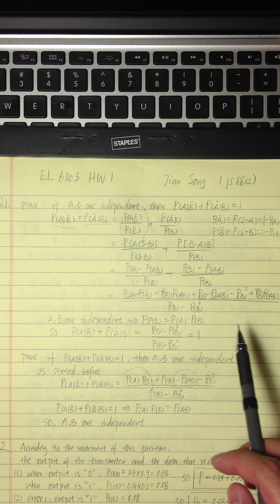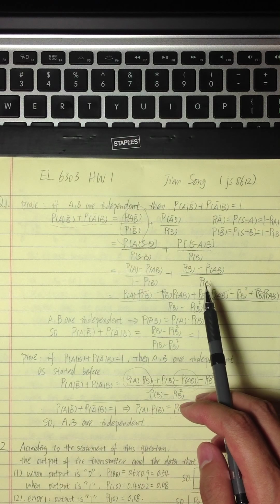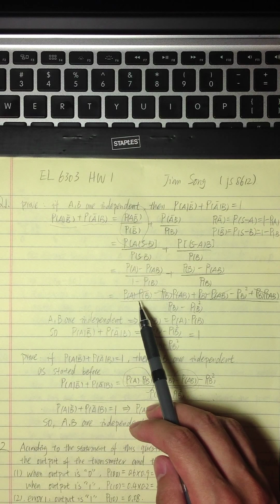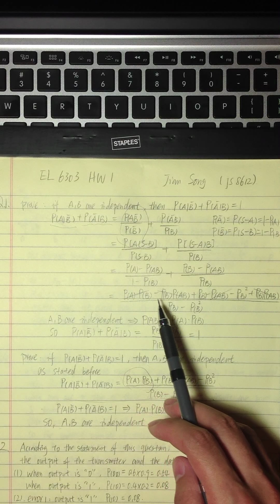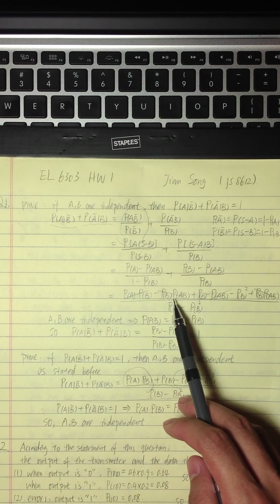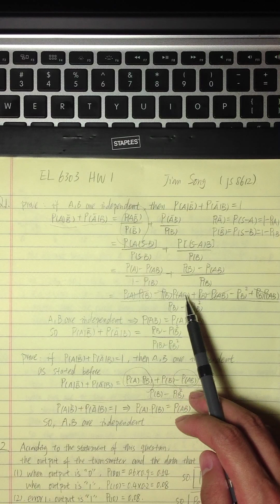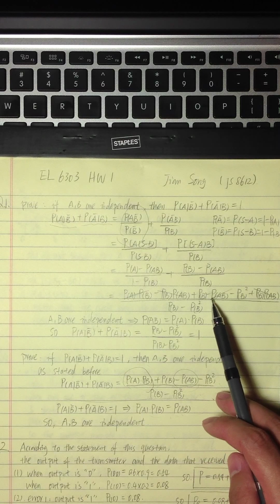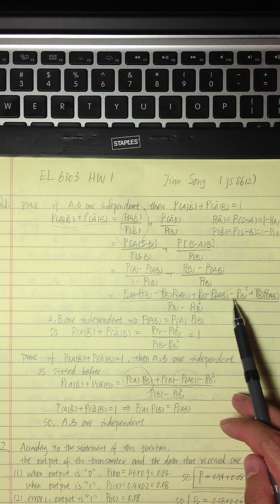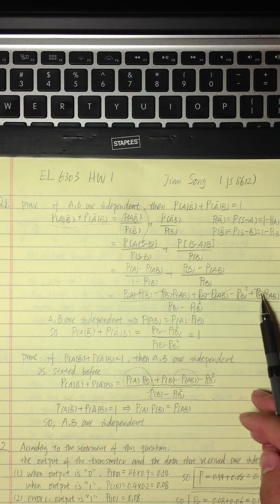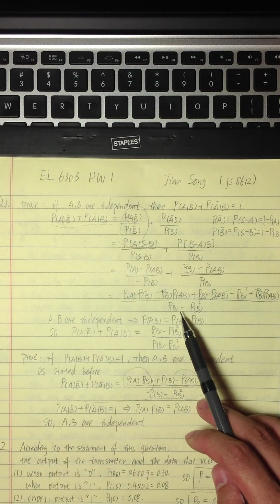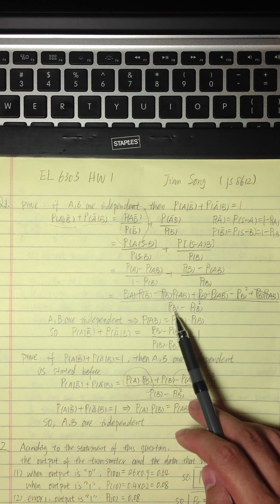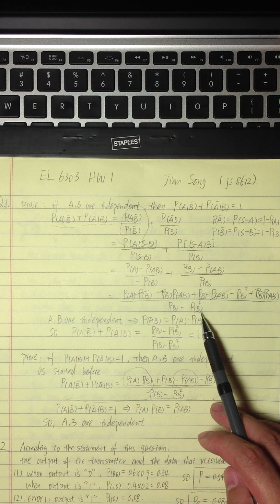Then we can combine these two fractions into one, and the numerator will be probability A times probability B minus probability B times probability A times B, plus probability B minus probability A times B minus probability B to the power 2, plus probability B times probability A times B, and the denominator will be probability B minus probability B to the power 2.